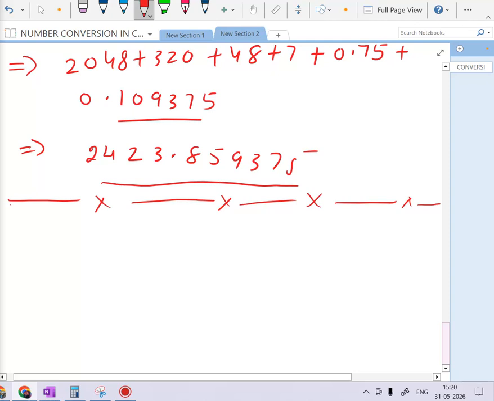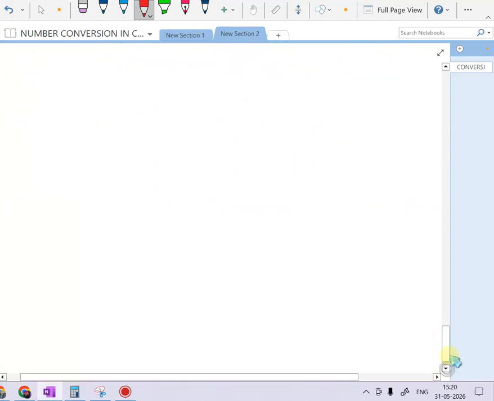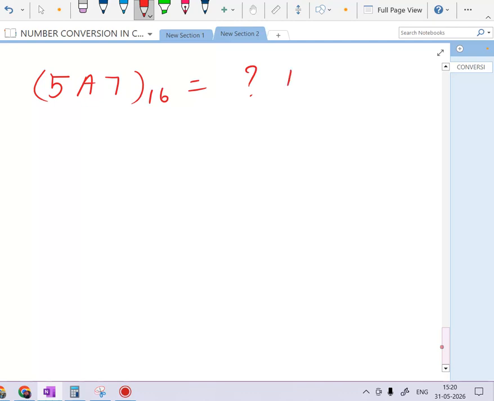Now we'll come to the next part, that is hexa to decimal. So let's take more space. Now for example, I have 5, then I have A, and then 7, and then it is the hexa. And this hexa we are going to convert to find out what the decimal value is. This is the base. So first of all, 5 and 7 is okay, but here A stands for what?